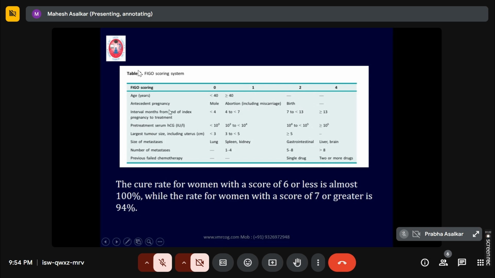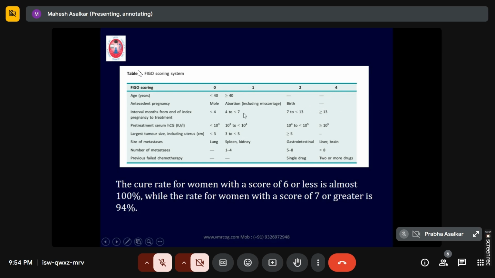Interval of months from the end of the index pregnancy to the treatment. So when was the pregnancy event which has led to the GTN? If it is less than 4 months, then the score is 0. If it is between 4 and less than 7, then 1. If it is 7 up to less than 13, then it is 2. And if it is more than 13, then it is a score of 4.